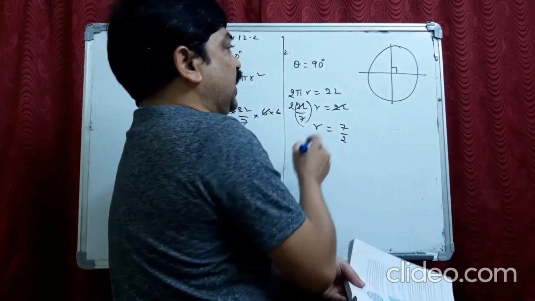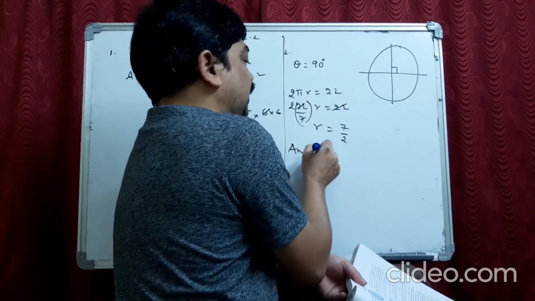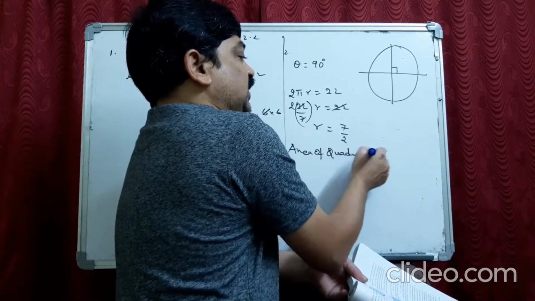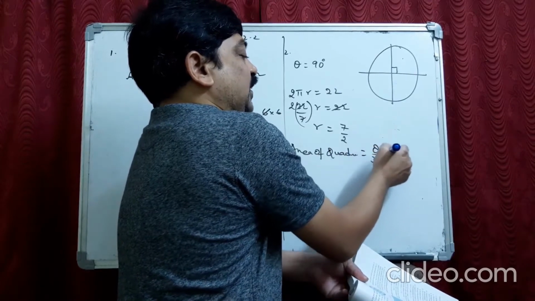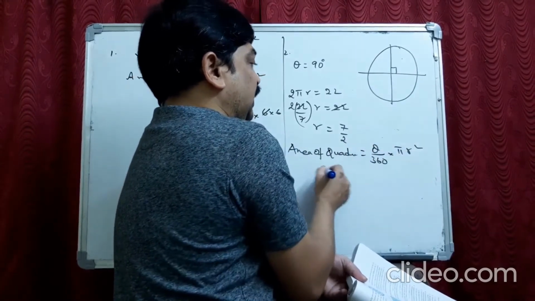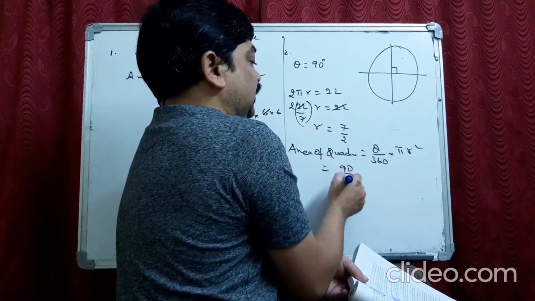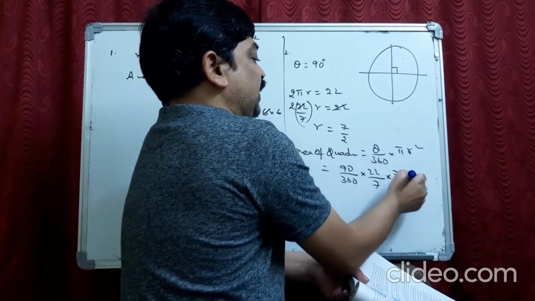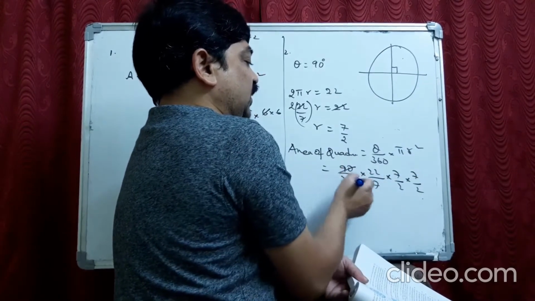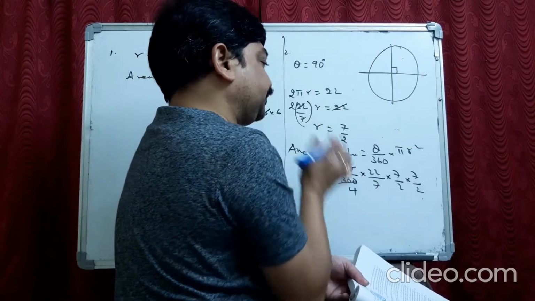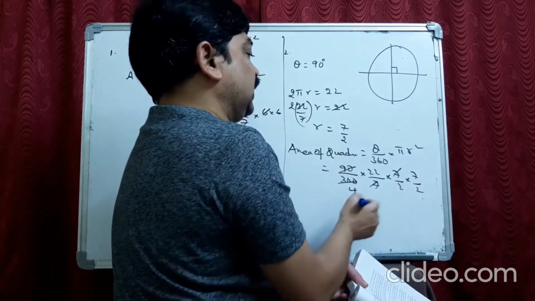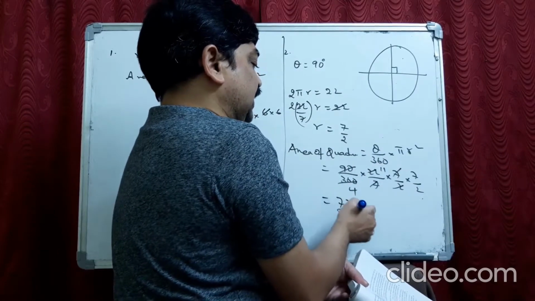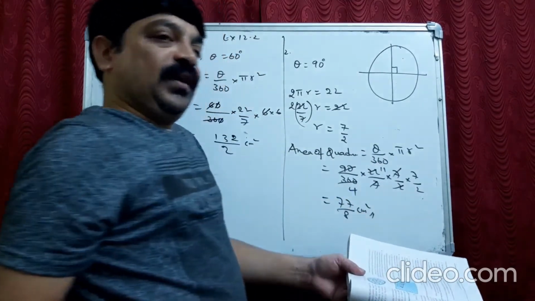Now you have to find out the area of a quadrant. So area of quadrant is nothing but area of this sector. Area of this sector is equal to theta by 360 into pi r square. Theta is 90 by 360, pi is 22 by 7, r square is 7 by 2 into 7 by 2. This can cancel here 4 times, one of the 7 gets cancelled, 2 will get cancelled here 11 times, 1177 by 8 centimeter square. Okay?